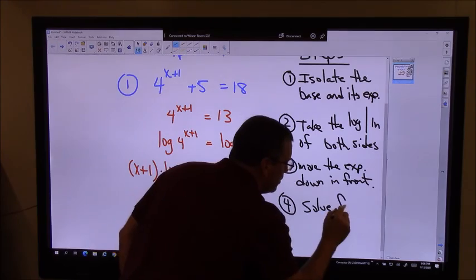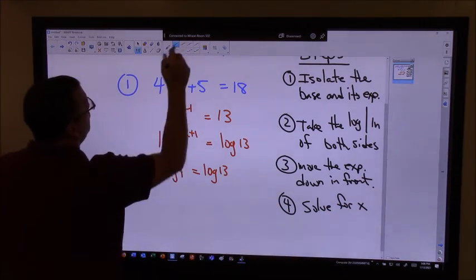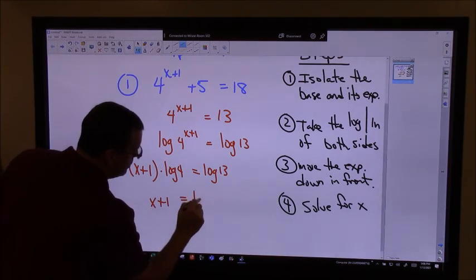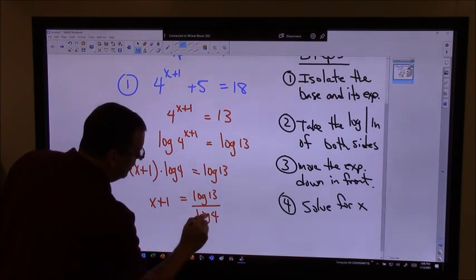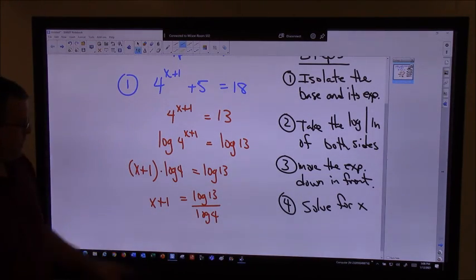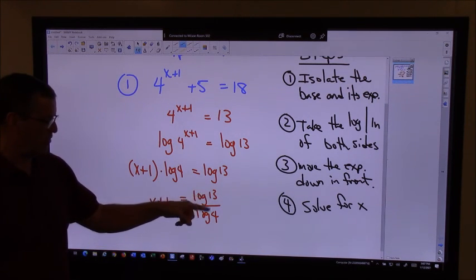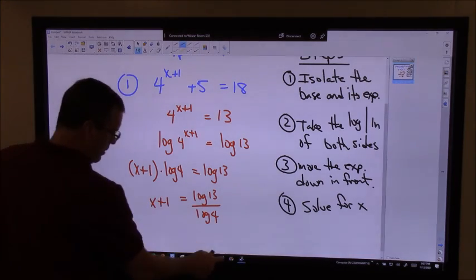Solve for x. All right, so I'm going to move this over and divide. So what I have is x plus 1 equals log of 13 divided by log of 4. Okay, that's not one of our properties. Don't look at that and go, oh, dividing, all I got to do is 13 minus 4. That's not it. I need to actually punch this into the calculator.